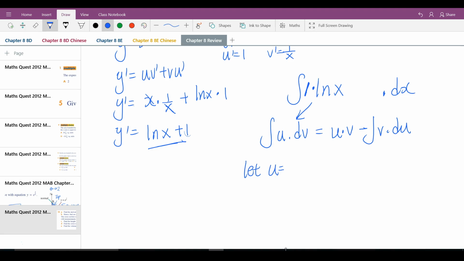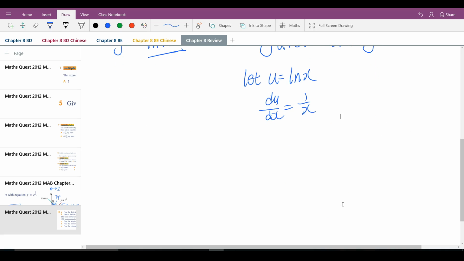So in this case we let u equal to something that we can differentiate. We can differentiate ln x. You can't integrate ln x, but you can differentiate it. Differentiating ln x gives you du over dx, which is 1 over x. So when you move the dx to the other side, du gives you 1 over x dx.